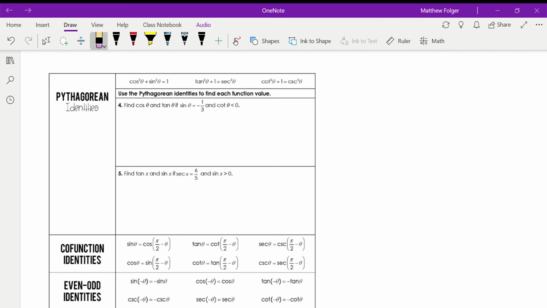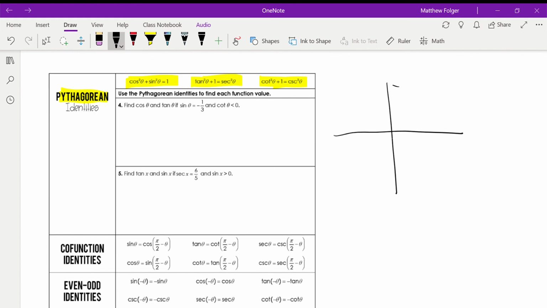Hello and welcome back. We are on the back of the first set of notes. Today we're going to be talking about something called the Pythagorean identities. Now, they're listed up here, and I'm going to give you a quick overview of where these come from before we start using them, because it is kind of interesting.